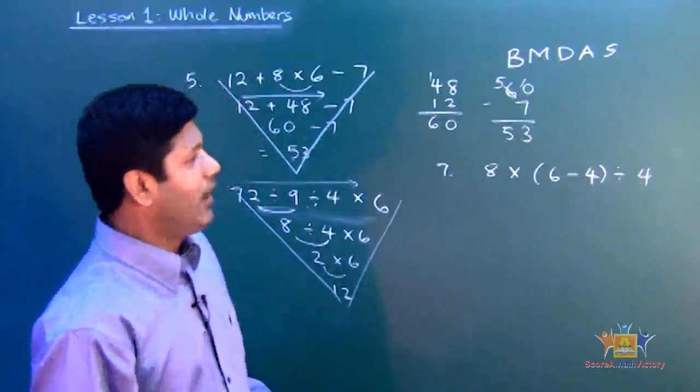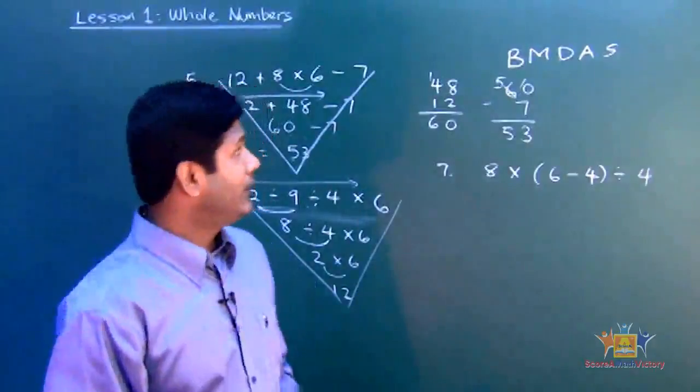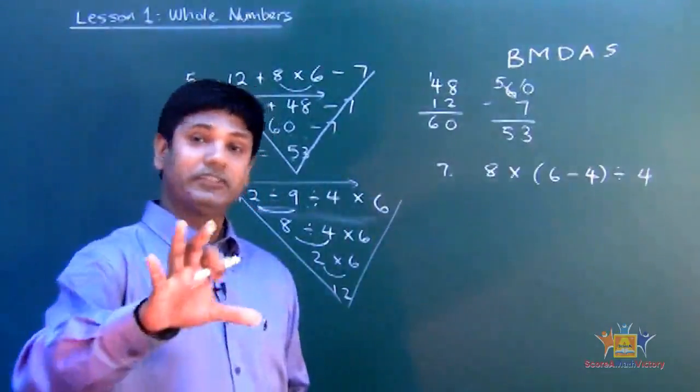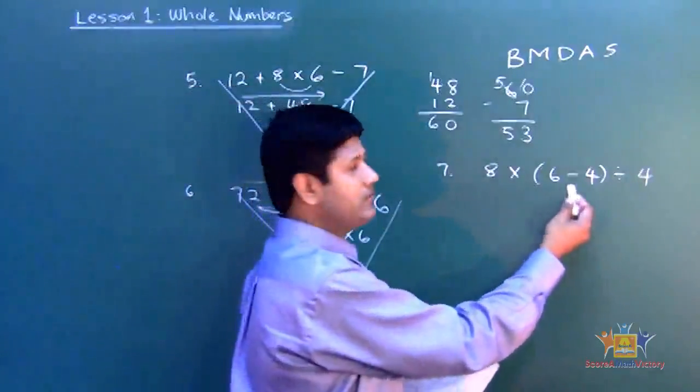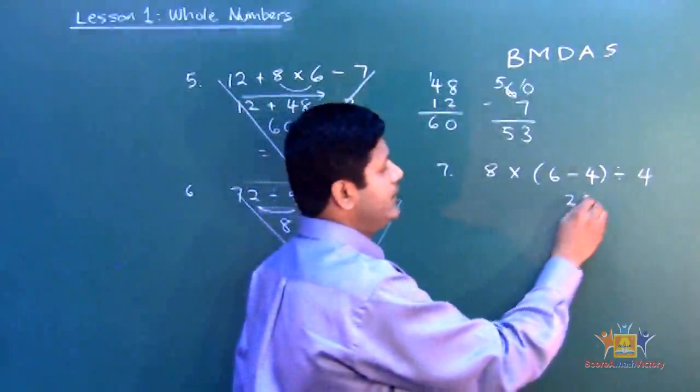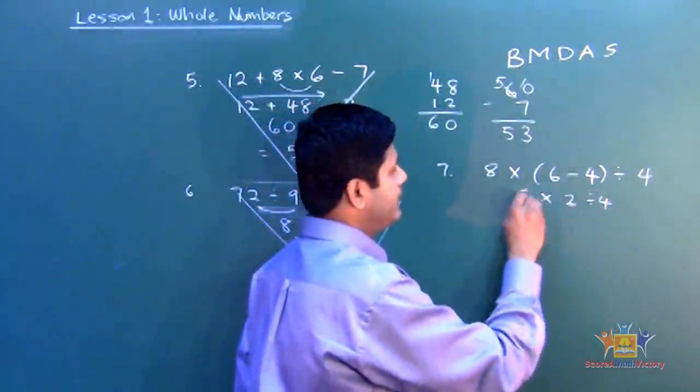Now who's involved? Oh, the bracket. The bracket has the top priority. That means whatever's inside the bracket, we've got to do first. Okay? So let's do that. What's inside the bracket? 6 minus 4. So we solve that and then rewrite everything else around it.